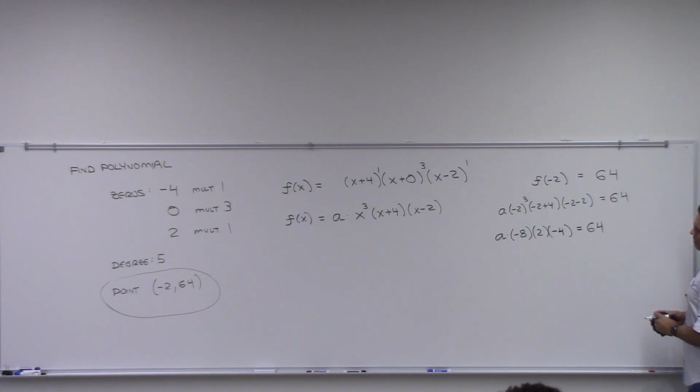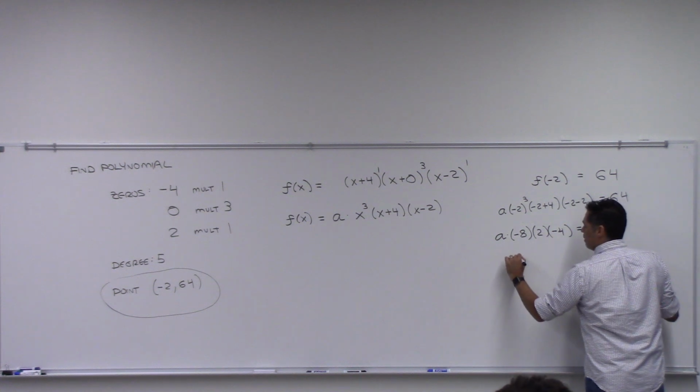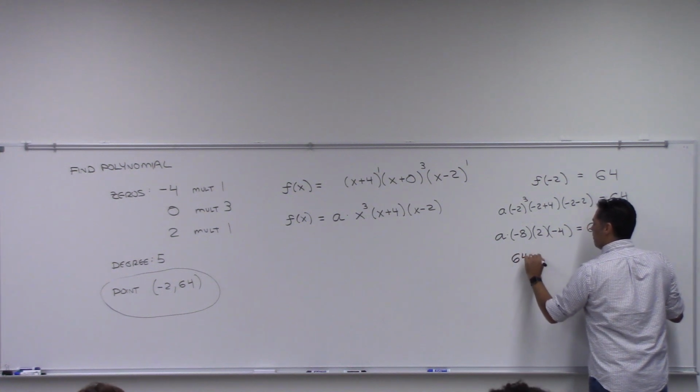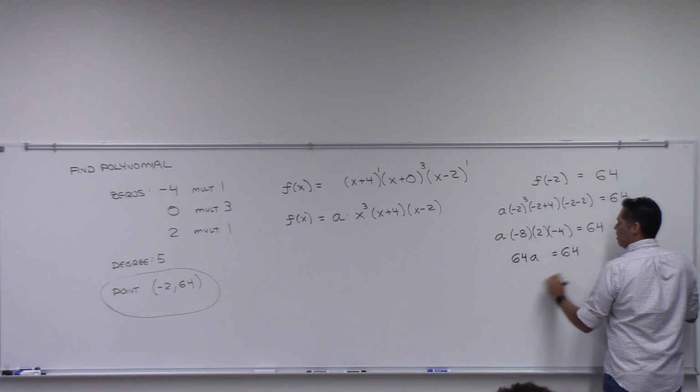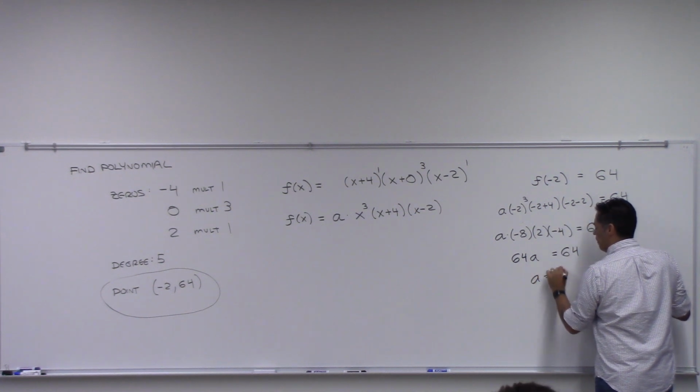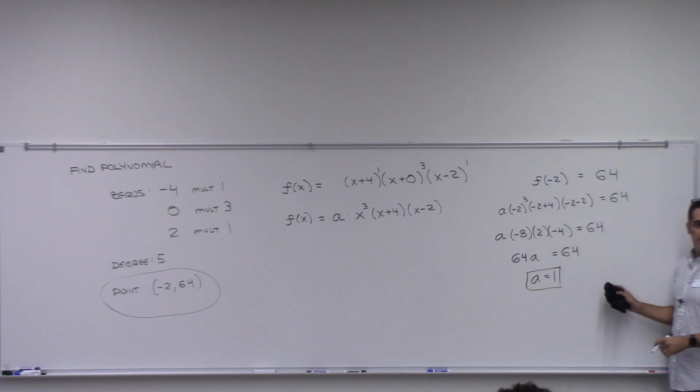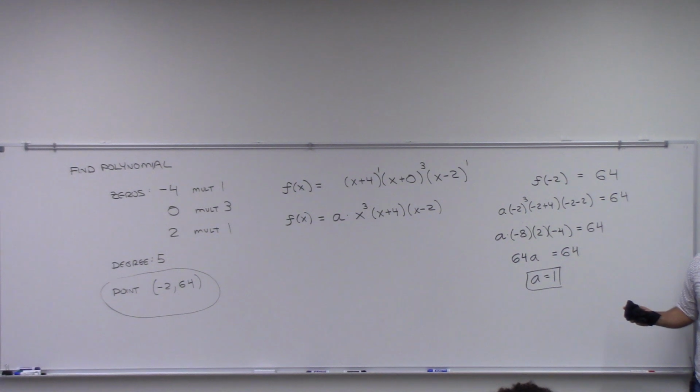Isn't that 64 over there? Yes. No, sorry, it's positive 64. A is 1. So 64A must equal 64. So A must be 1, right? A must be 1.